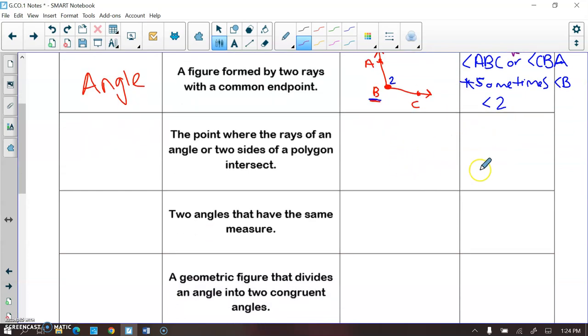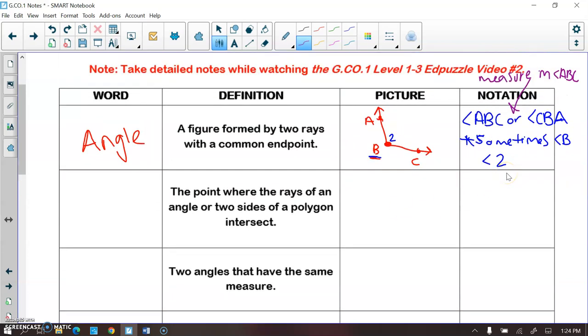Okay, so the point where the rays of an angle or two sides of a polygon intersect, that's called your vertex. So just like in the picture above, your vertex would be B. So if you had an angle, and I called it DEF, your vertex is point E on that angle.